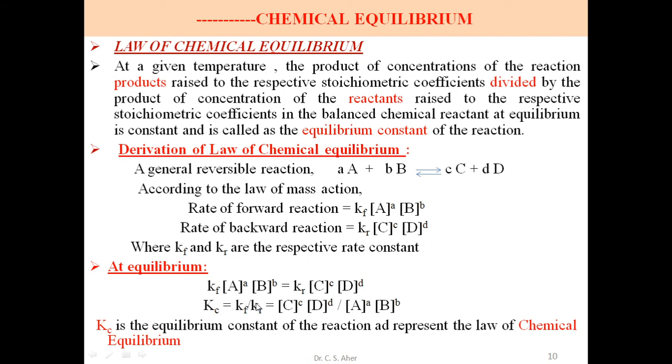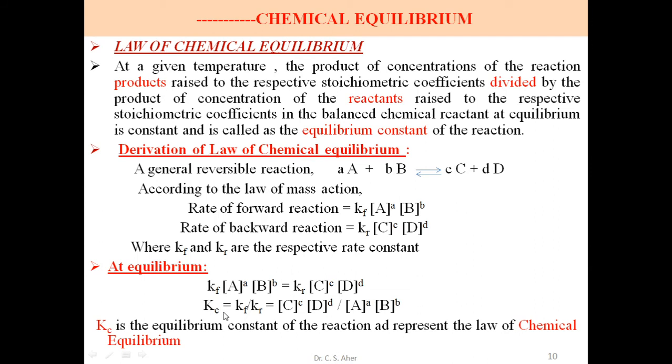And this ratio, the rate of the forward reaction upon the rate of the reverse or backward reaction, is constant, and we call this constant a new constant, Kc. What is this capital Kc? This capital Kc is the equilibrium constant, which is again a constant. That is called the equilibrium constant for this reaction and is represented by the law of chemical equilibrium. And this Kc represents the law of chemical equilibrium.